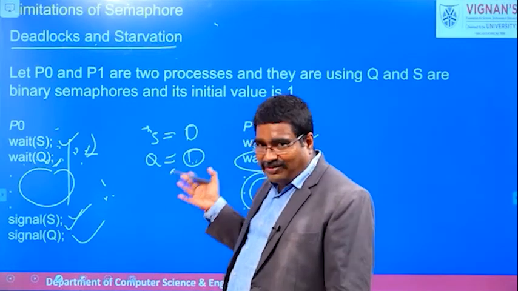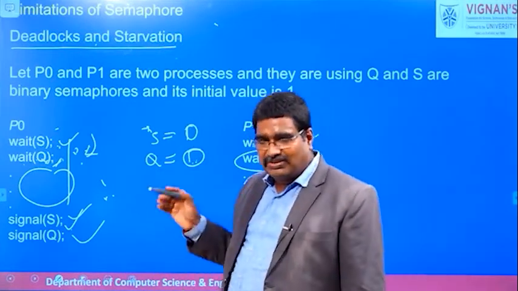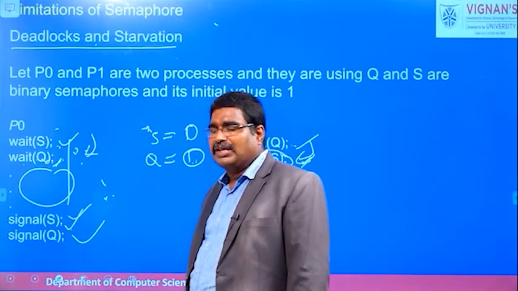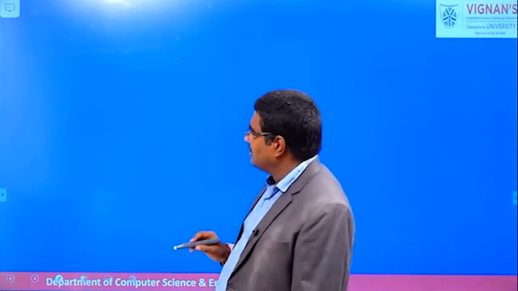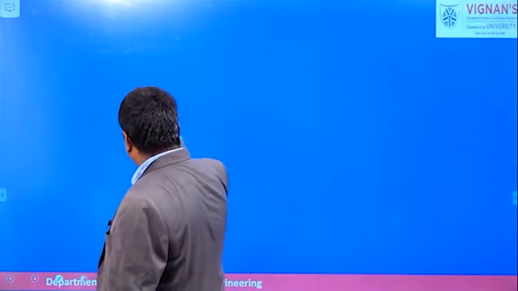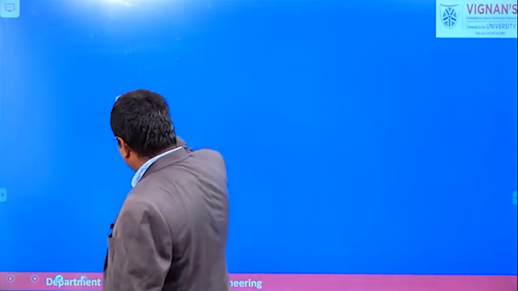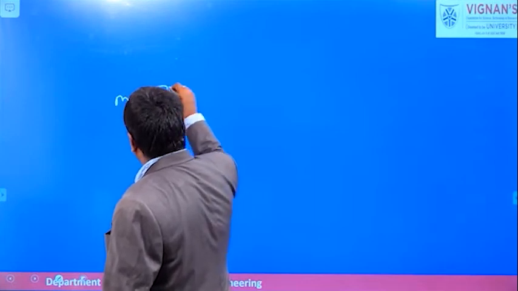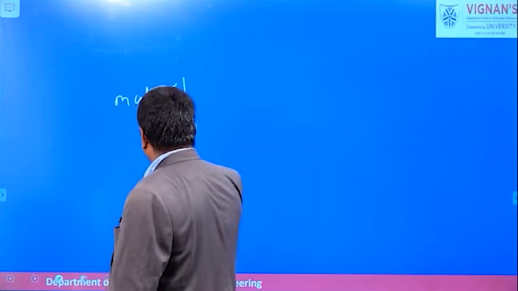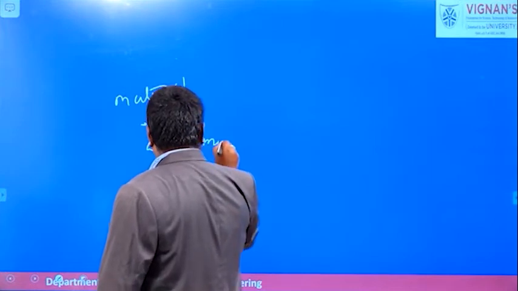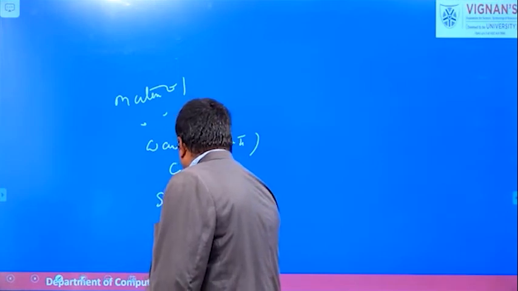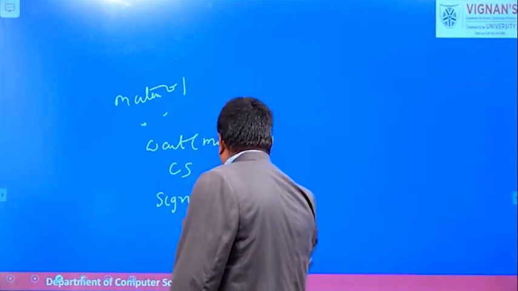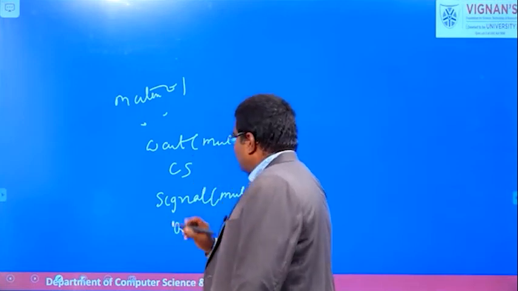So one of the main limitations of the semaphore is, if the program is not implemented properly, there is a possibility of the deadlock existing. So what is another limitation? For example, if the semaphore is not used properly. Generally we use the mutex, which is a binary semaphore and its initial value is 1. We use the wait of mutex, then the critical section, then the signal of mutex, that is the exit section, and next the remainder section.